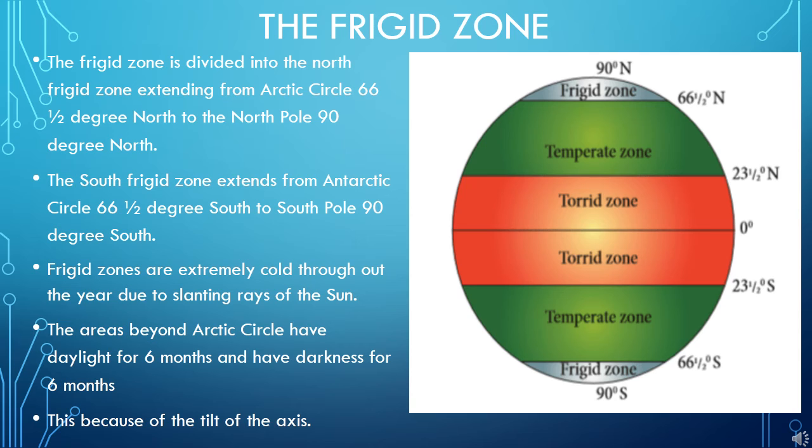In the previous chapter, we have read that during summer, the areas beyond the Arctic Circle have daylight for 6 months, and during the winter season, they have darkness for 6 months. This is because of the tilt of the axis. Life here is very difficult, and in some places the ground is permanently covered with ice.